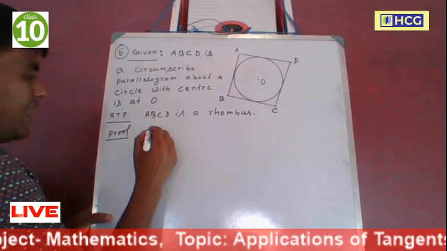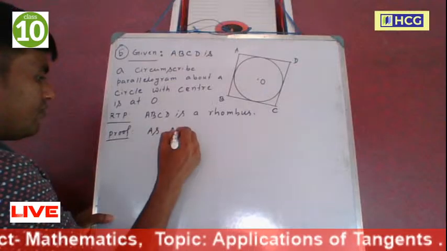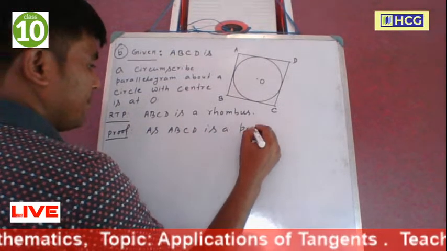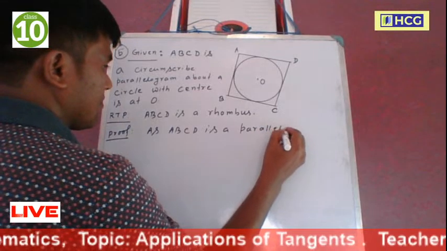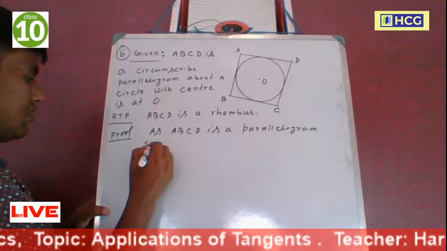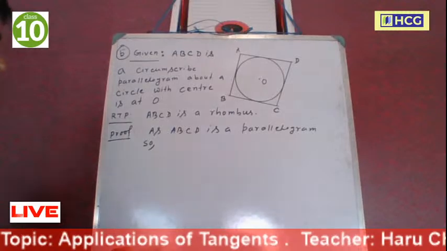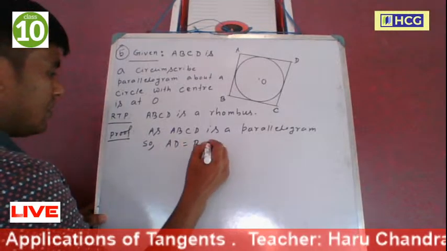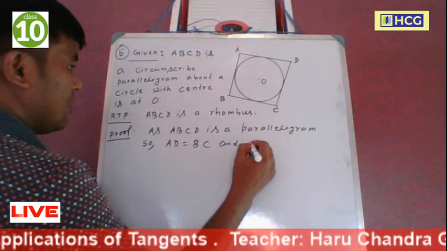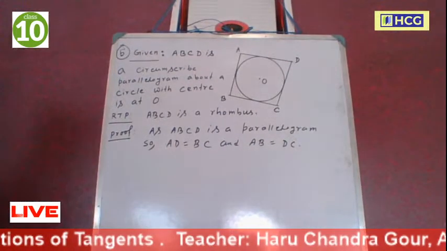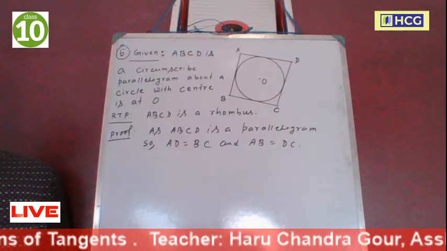Now ABCD is a parallelogram. So in a parallelogram, pairs of opposite sides are equal. So AD equals BC and AB equals DC.